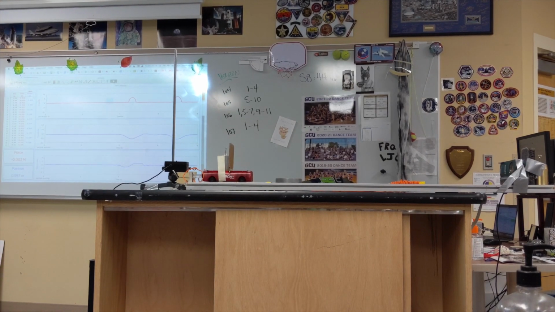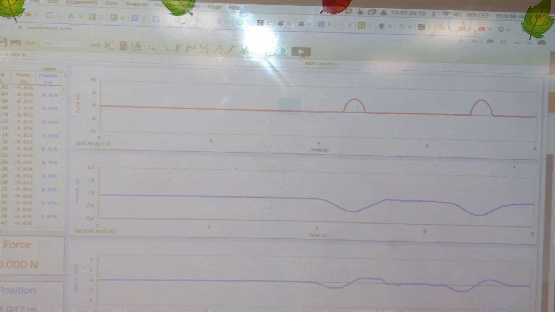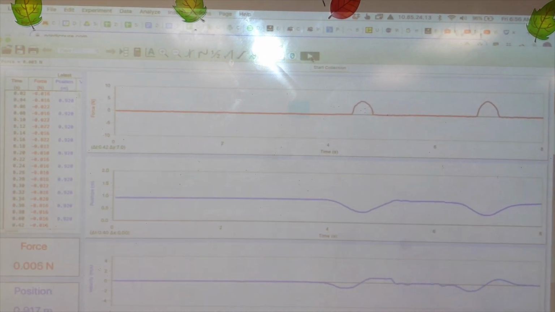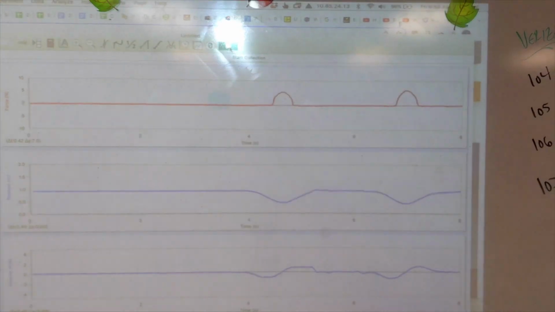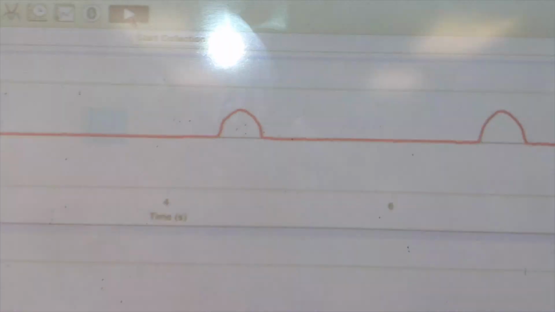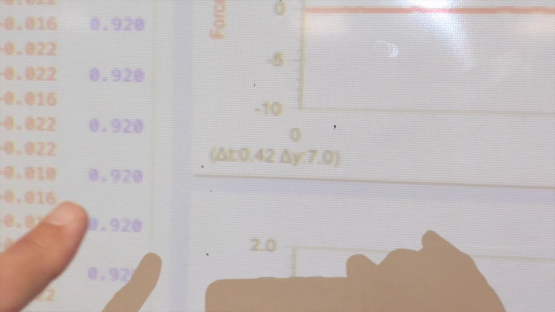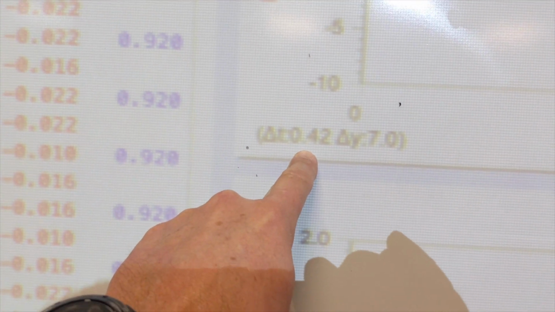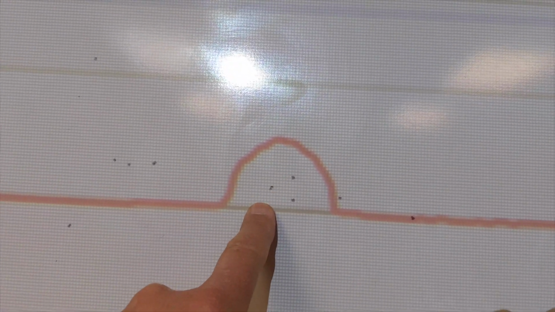So here, I'm going to grab my phone and bring it over here. Wow. Okay, so I hope you guys can see this. I've got this in my little stand. Oh, that's so beautiful. So here's what we have. On the top, that is my force-time graph. So this is force over time. And that delta T right there is actually 0.42 seconds. So that is the amount of time from here to here that force is being applied.